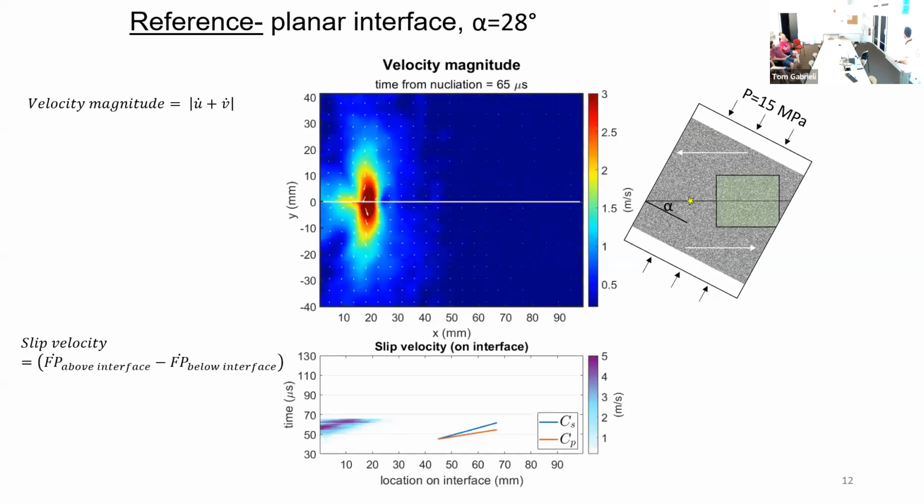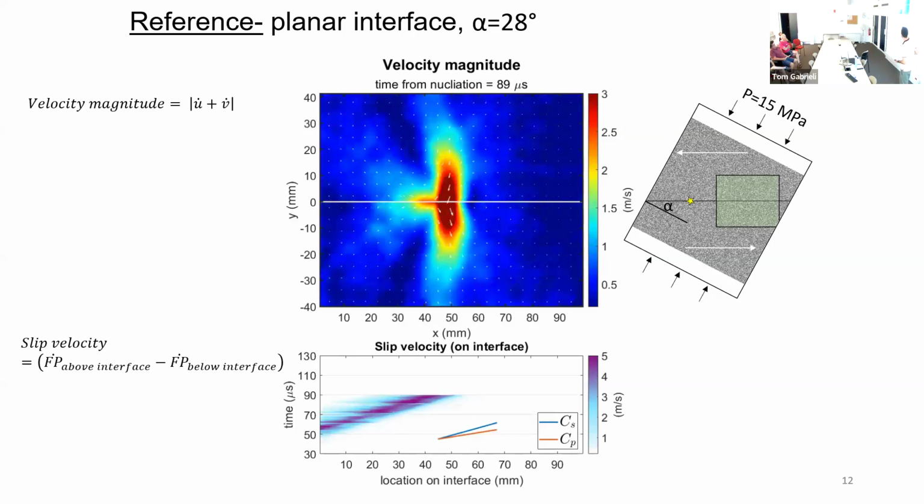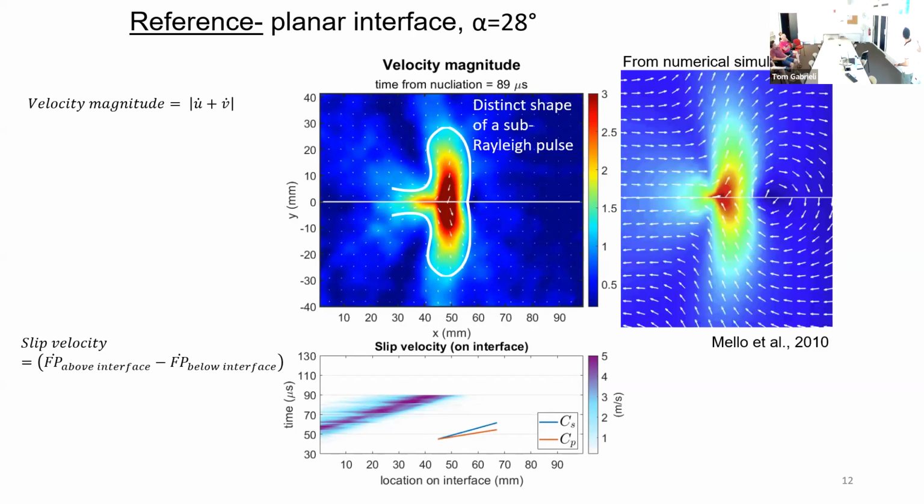So you can see the rupture coming from left to right. You maybe see it's not that smooth because it's still a camera and it's real data, so we have some noise, but I think you'll agree that it's very clear that we have this shape of the rupture front, which is a distinct shape of a sub-Rayleigh pulse. And if you don't believe me, here are numerical simulations by Melo et al. of a sub-Rayleigh pulse, and you can see they're very, very similar. So we can regard it as high confidence.